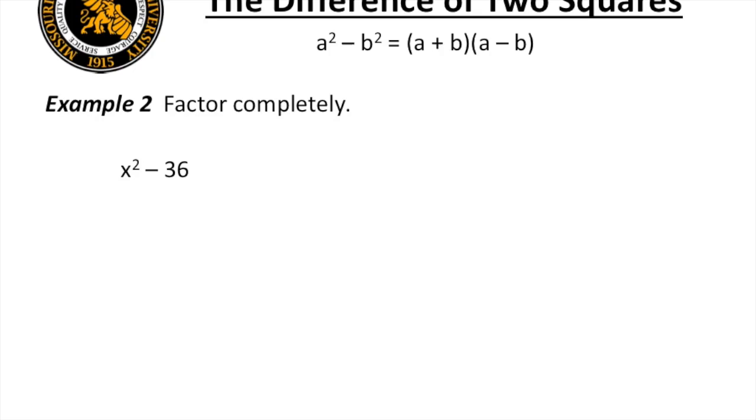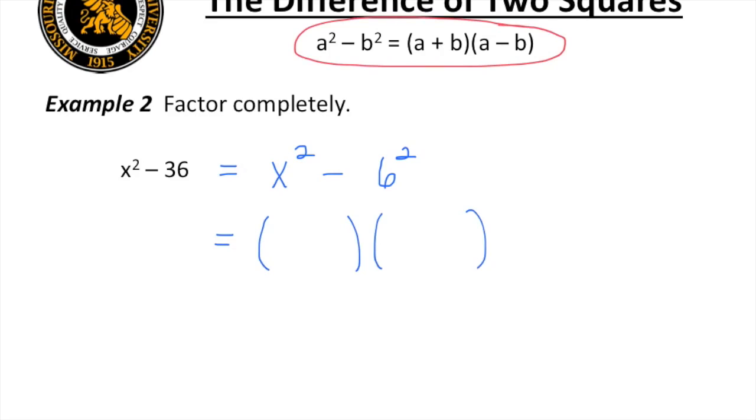In example 2, we're asked to factor a difference of two squares. We know that this binomial is a difference of two squares because the first term is x squared. The second term can be written as 6 squared, and we are finding the difference between the two. Based on our observations in example 1, we know that a difference of two squares can be expressed as a product of two special binomials. These binomials have the same terms, but their operations are opposites.